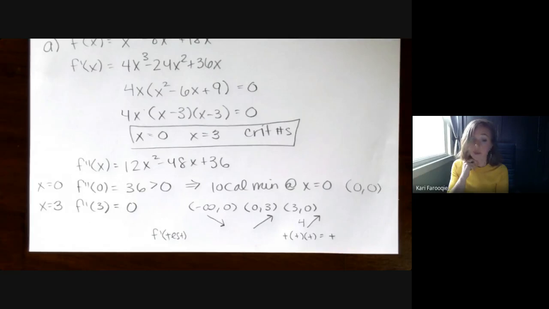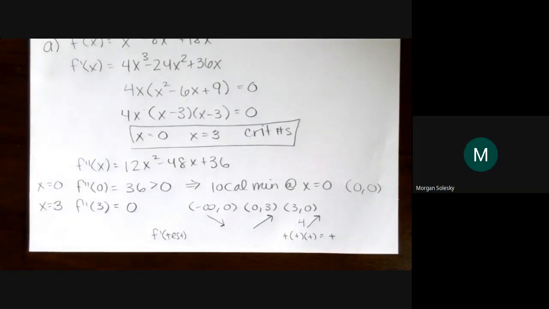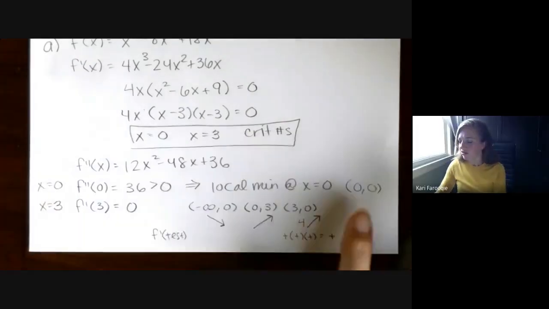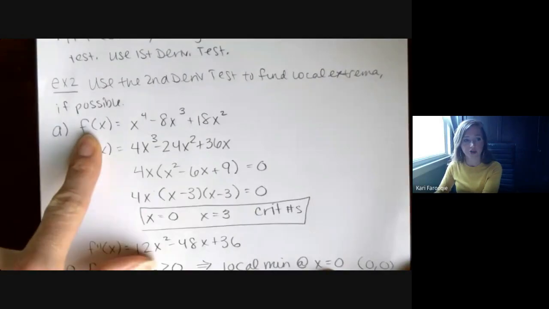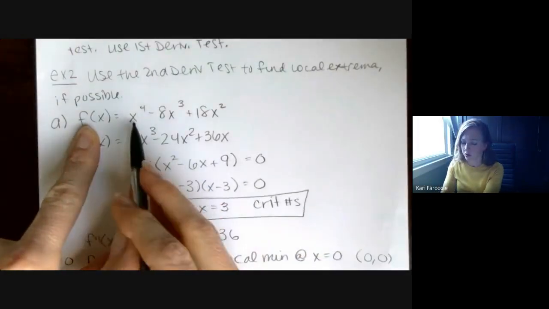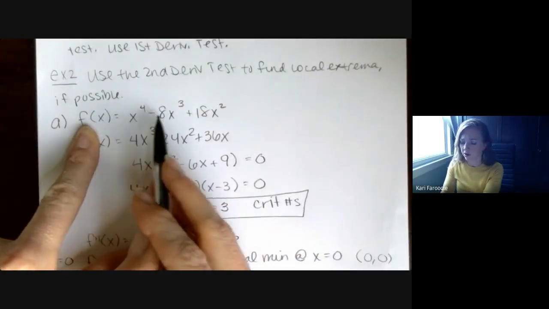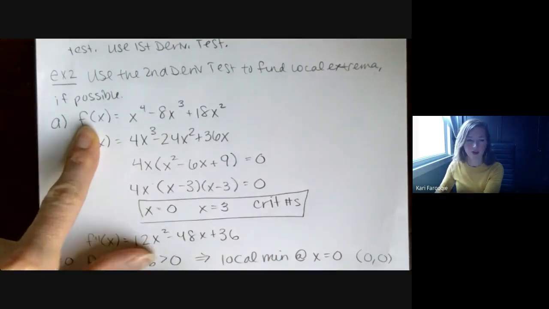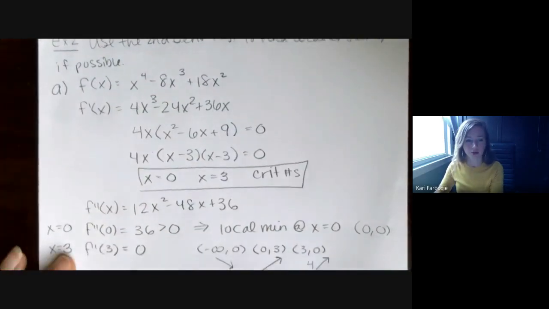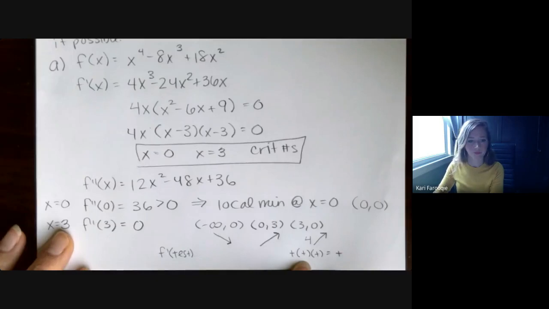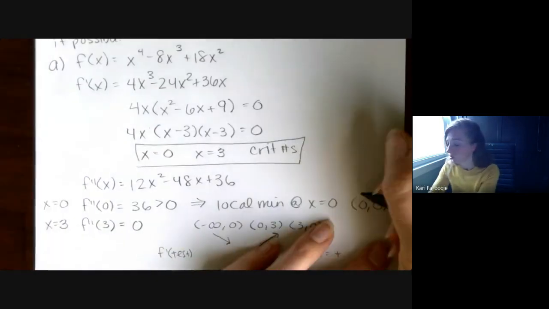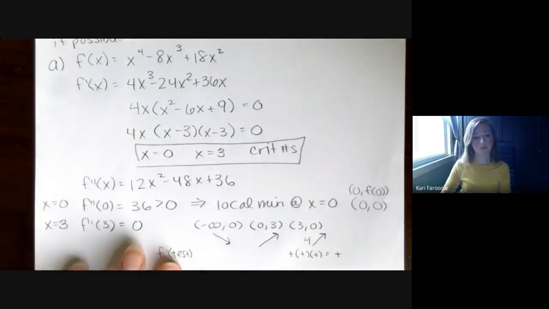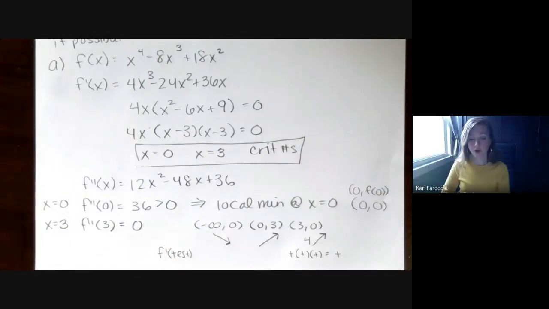Go ahead, Morgan. I know you got 0 for like the local min, but how did you get the 0, 0? Oh, I just looked at the original function f and just knew that, okay, if x is 0, I'm taking 0 minus 0 plus 0. I just kind of quickly scanned it over. Because it's really just f of 0. Okay, thank you. You're welcome.